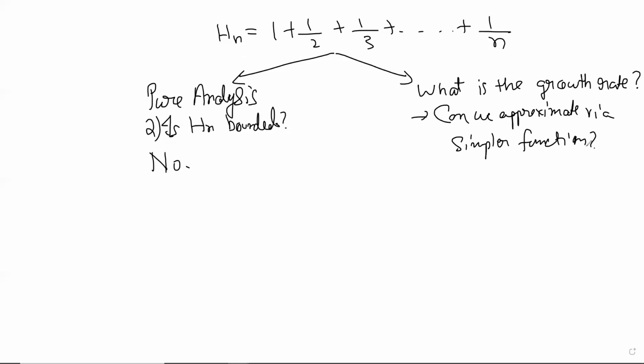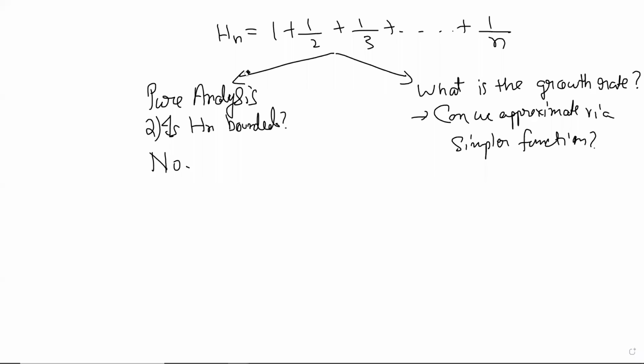Because this is a complicated expression, we don't know roughly how much it is when n is equal to 1 million. What is a rough value? Do we know? We don't know, right? So this is the question which we'll try to answer today.